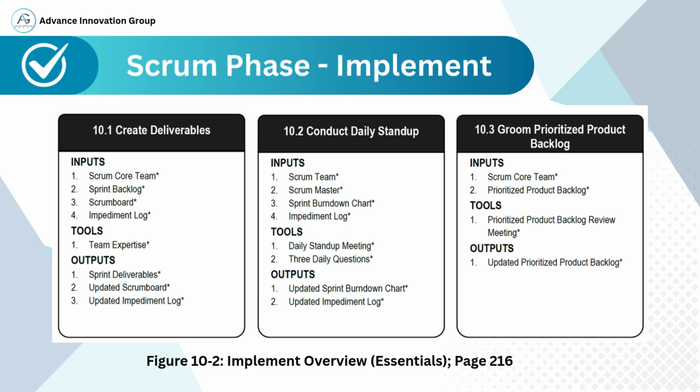10.3 Groom prioritized product backlog. Inputs: existing prioritized product backlog. Tools: review meetings to refine and reprioritize. Outputs: updated product backlog with changes as needed based on feedback and progress.